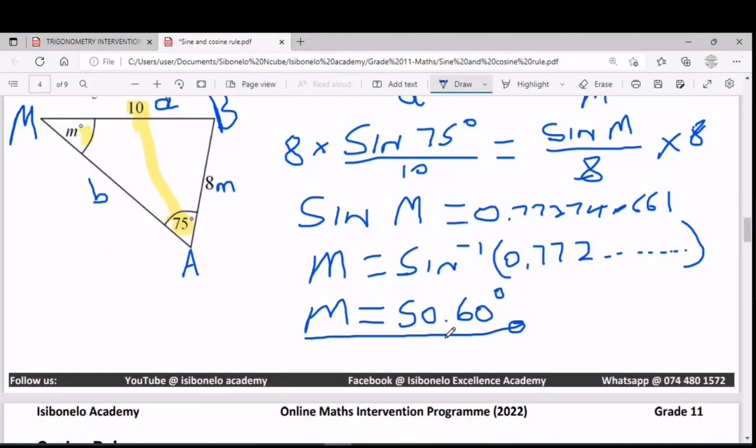If we round it to the nearest whole number, because of the 6 here, if the number after the comma is 5 or higher, add 1, so it makes about 51 degrees. But here we are rounding to 2 decimals, so it's 50,60 degrees. So that is the angle M. Are we happy?